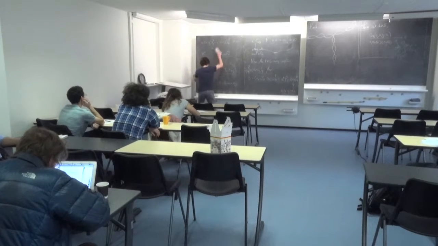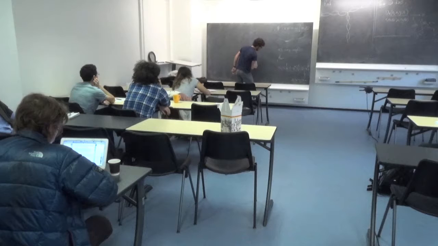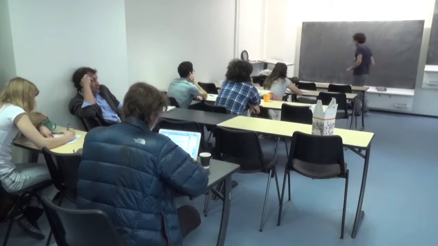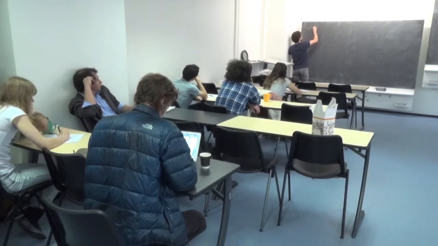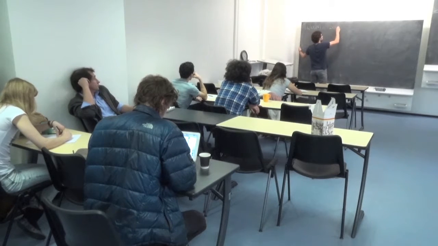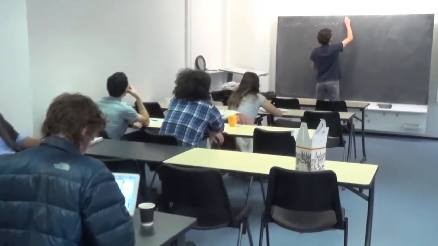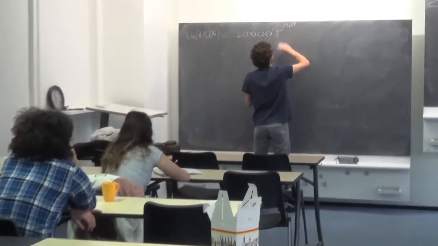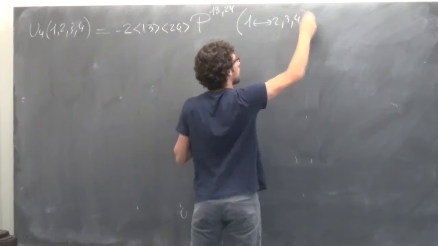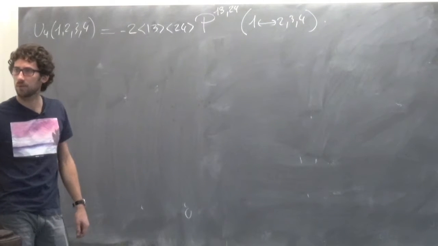So instead of zero, x, y, z, let me call them 1, 2, 3, 4, the points. And U4, we saw that U4 of 1, 2, 3, 4 was equal to minus 2 times the product of the pairings 1 2, 1 3, 2 4, and then the probability with sources at 1, 3, and 2, 4 of getting 1 connected to 2, 3, and 4. Everybody connected together. You remember that's what we derived last time, or maybe the time before.